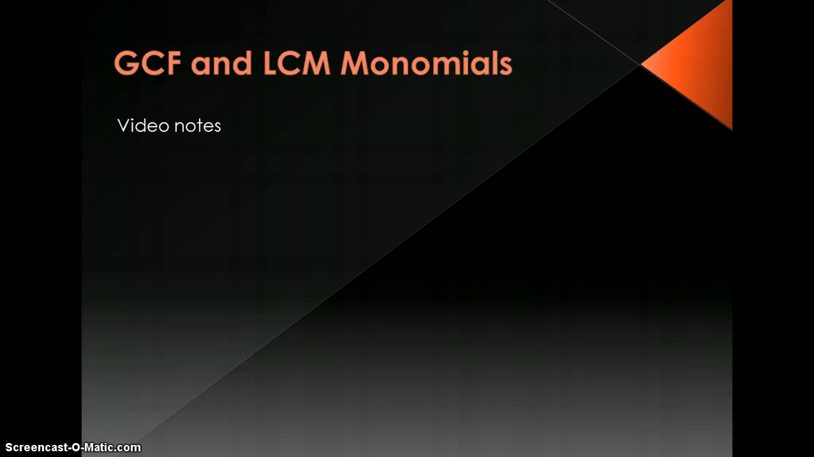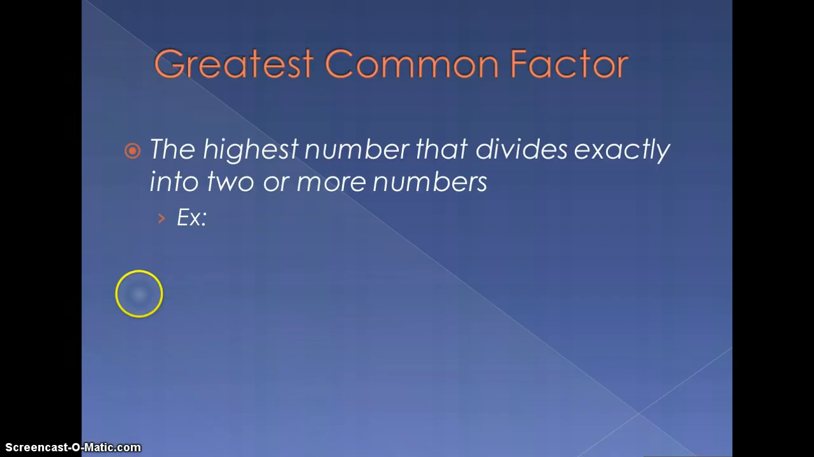Good evening. I'm going to give you a brief introduction to the greatest common factor and least common multiple of monomials. I understand that we've done GCF and LCM of just numbers in the past. Today we're going to toss in some variables to that process. So if we look at the greatest common factor here, that will be what we consider the highest number, the greatest number, that divides exactly into two or more numbers.